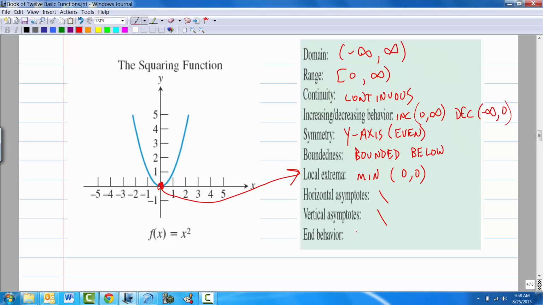Then real quick again on the limit behavior or end behavior. As x approaches infinity, what does y approach? Infinity. And then the negative one. As we approach negative infinity for x, what does y approach? Infinity as well. So the y's go infinitely up as you go negative for x. Okay, so that's the x squared function.